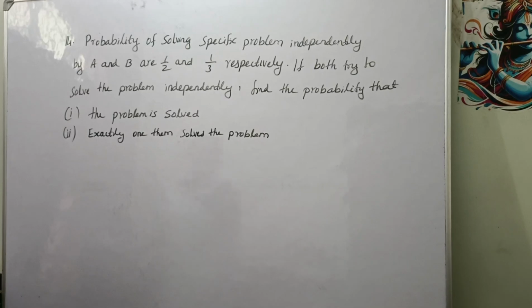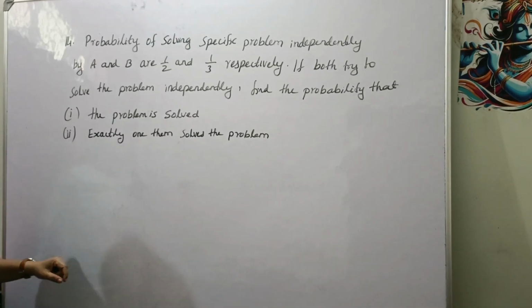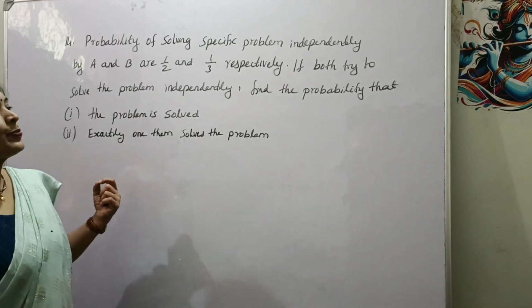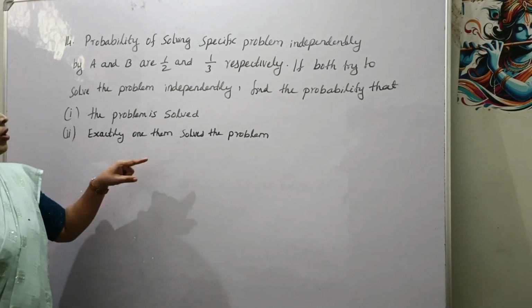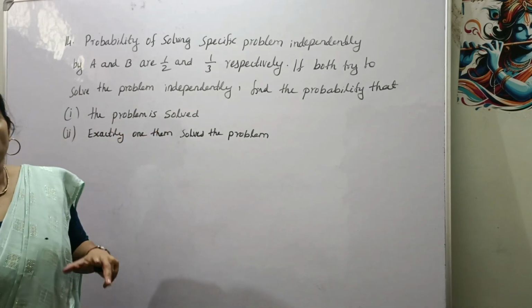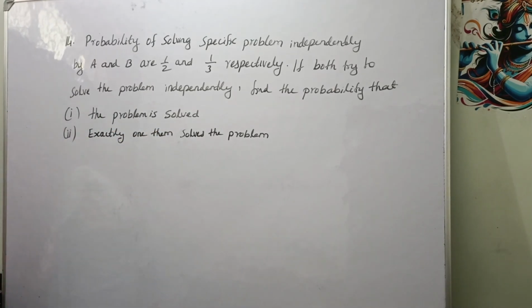Probability of solving a specific problem independently by A and B are 1 by 2 and 1 by 3 respectively. If both try to solve the problem independently, find the probability that the problem is solved. Second, the probability of exactly one of them solves the problem. Very, very important question.